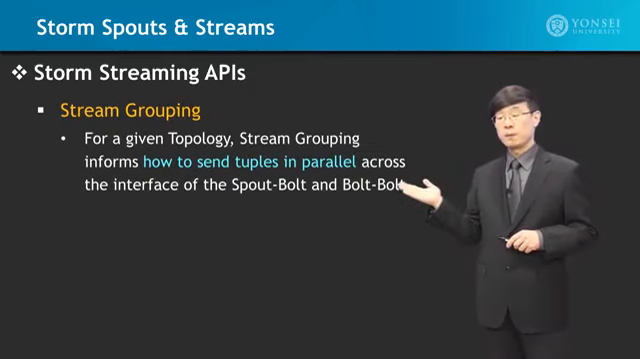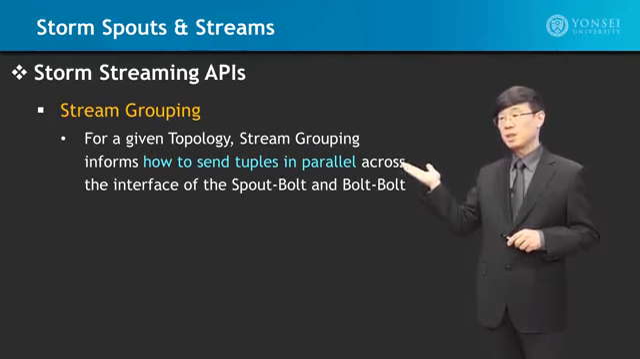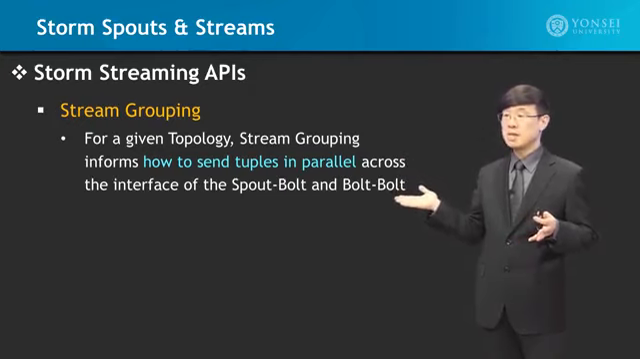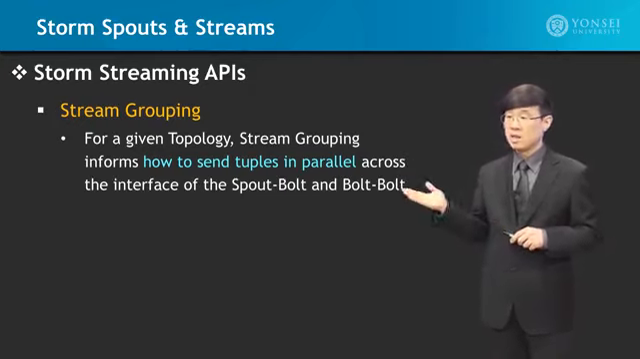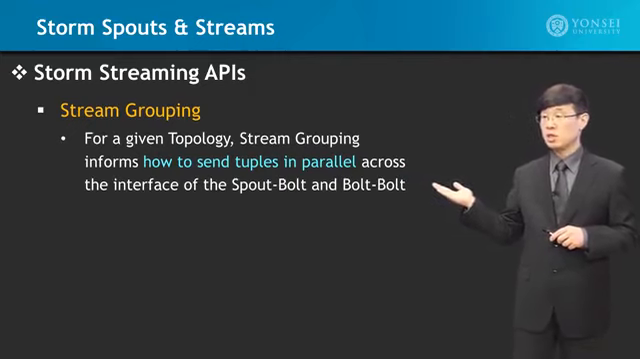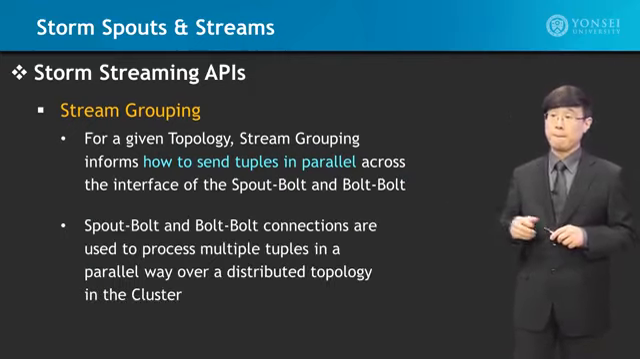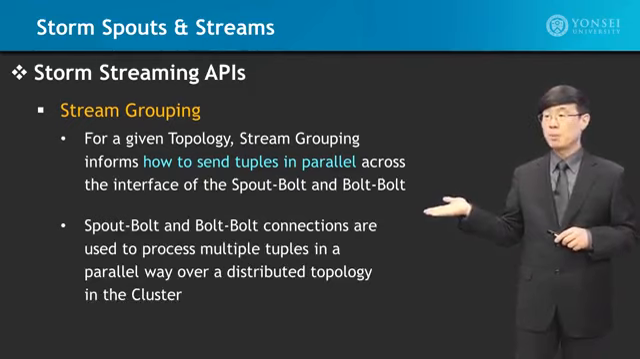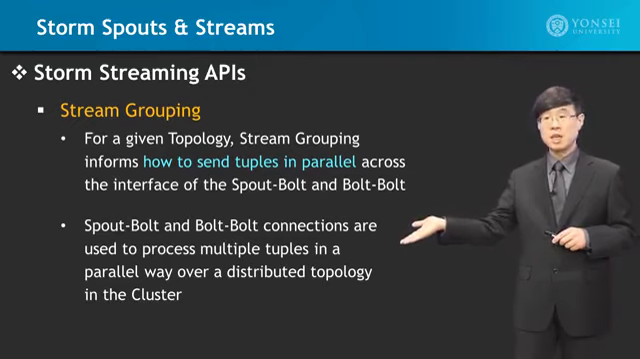The stream grouping. For a given topology, stream grouping informs how to send tuples in parallel across the interface of the spout-to-bolt connection and the bolt-to-bolt connections. The spout-to-bolt and the bolt-to-bolt connections are used to process multiple tuples in a parallel way over the distributed topology in the cluster.